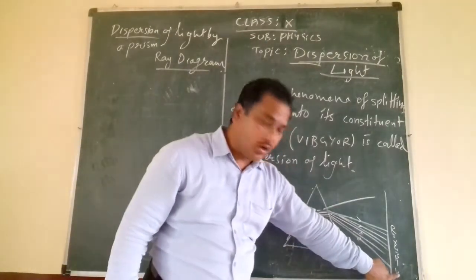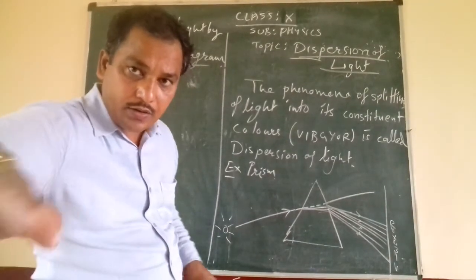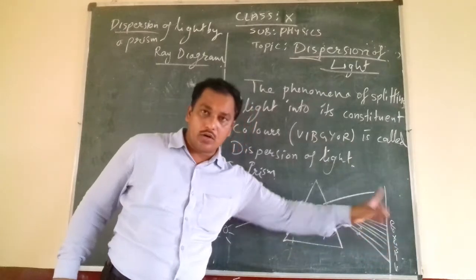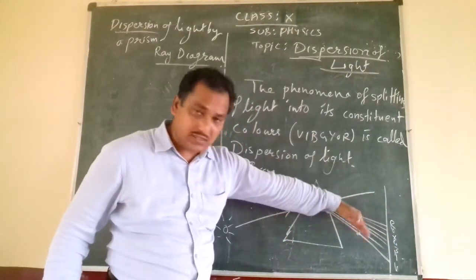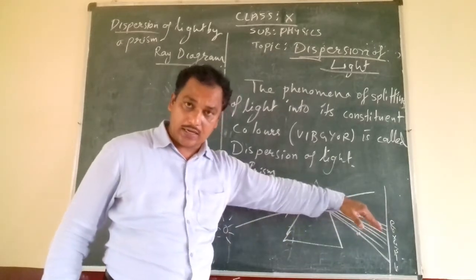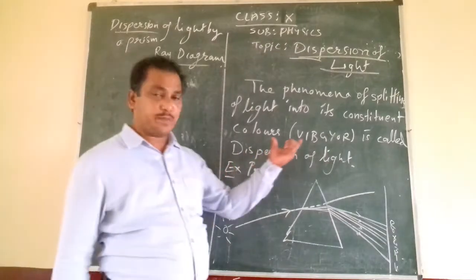Now here, what will be the order of the colors? Violet will be at the bottom. Okay, violet, indigo, blue, green, yellow, orange, red. Which color has deviated its path the most? Violet. And the least deviated is red. So this band of colors is called the spectrum.